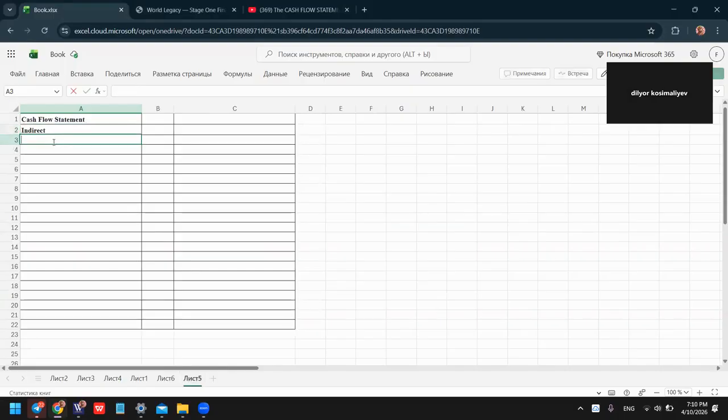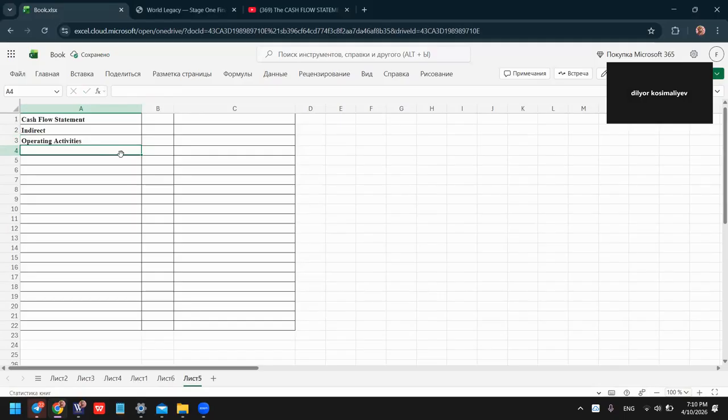We divide the cash flow statement into three sections. The first section is for operating activities. So here we will be recording transactions and counting the balance for the ones that directly relate to our core activities.